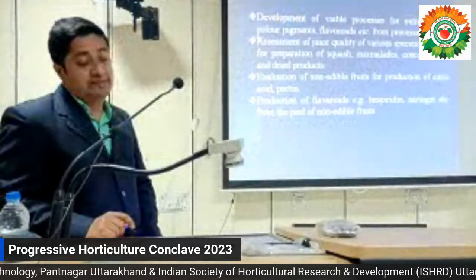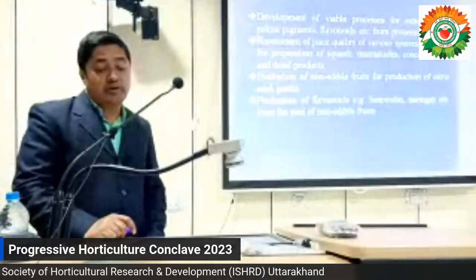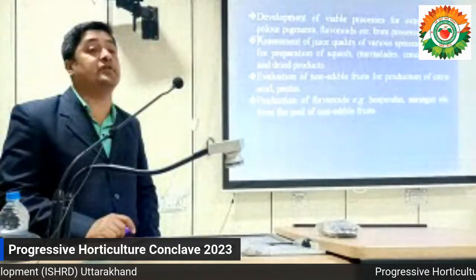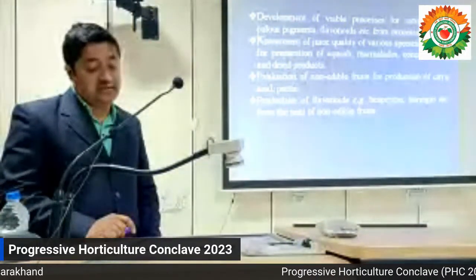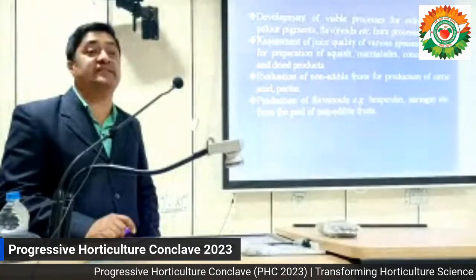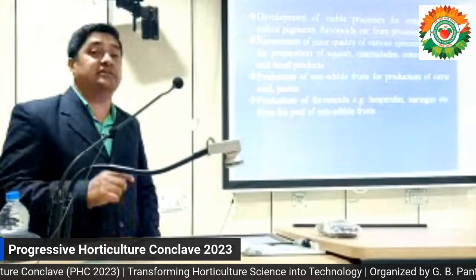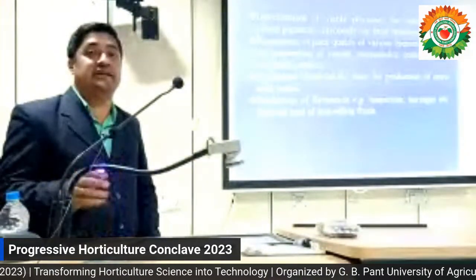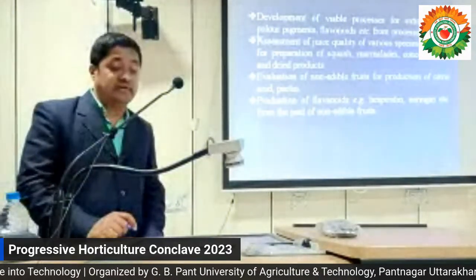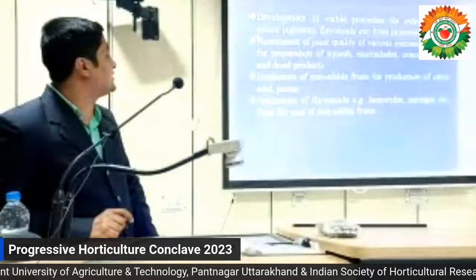Then development of viable processes for extraction of color pigments, flavonoids, etc., especially from the processing waste of different horticultural crops. Then evaluation of the non-edible fruits for production of citric acid, as I have mentioned about the citrus. Although a number of non-edible citrus species are there, they are not used by people, and they go to waste when the season comes. So it is high time to evaluate these non-edible fruits, because there may be good scope for production of citric acid as well as pectin.